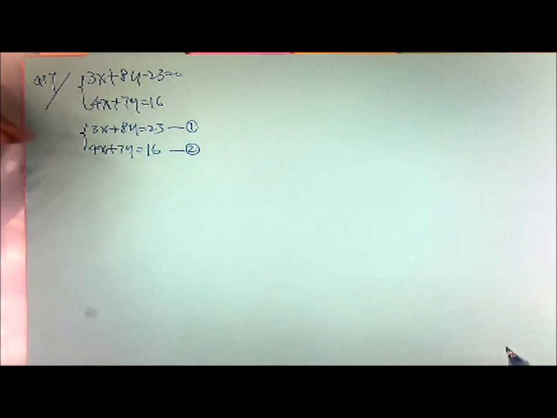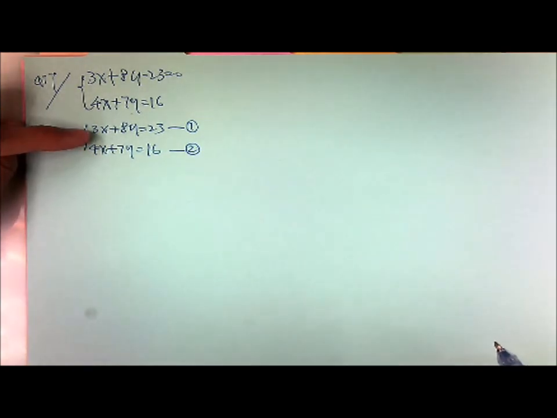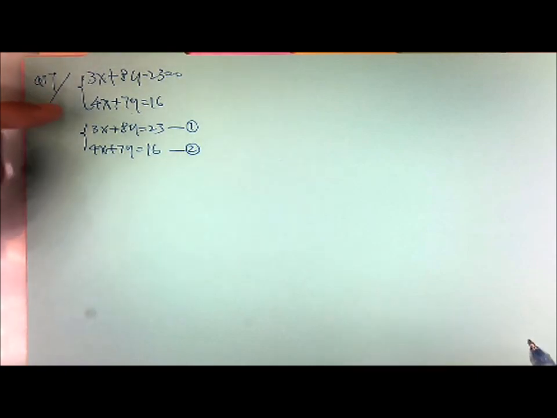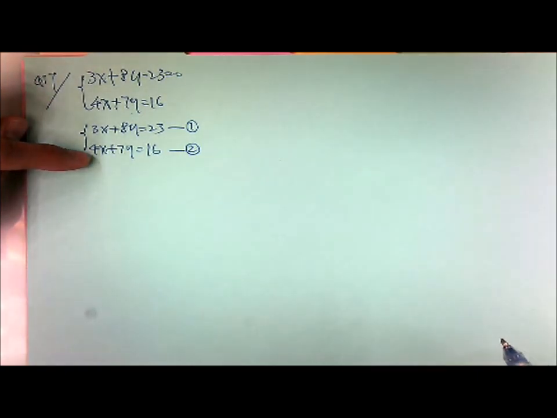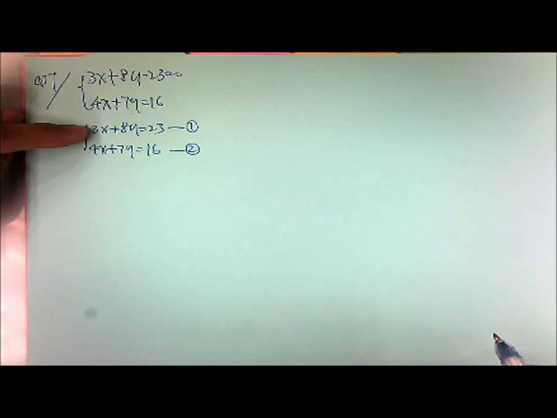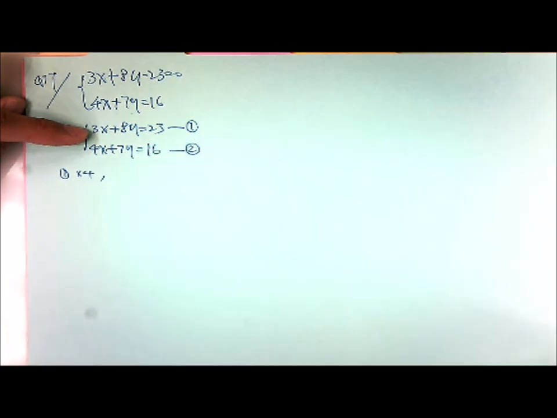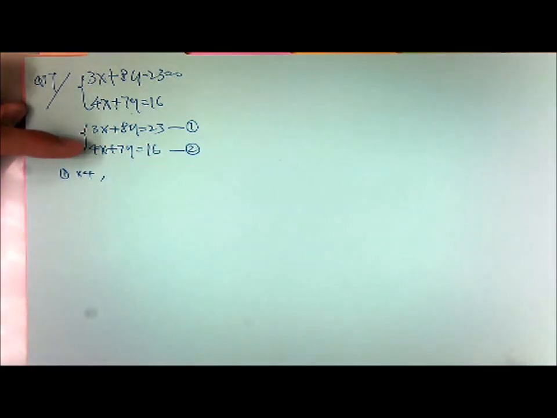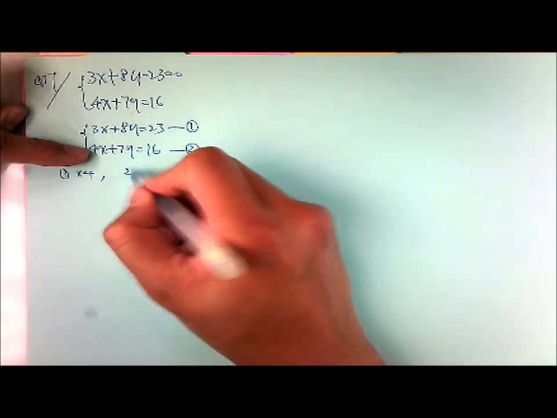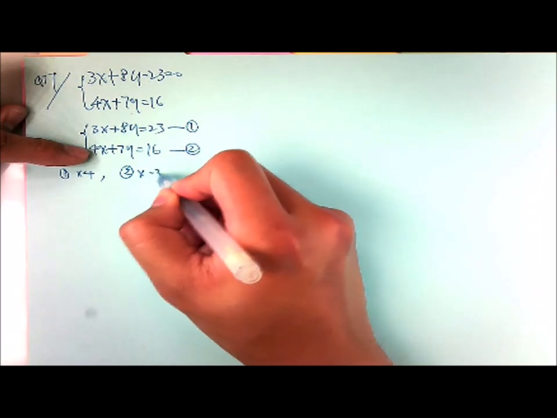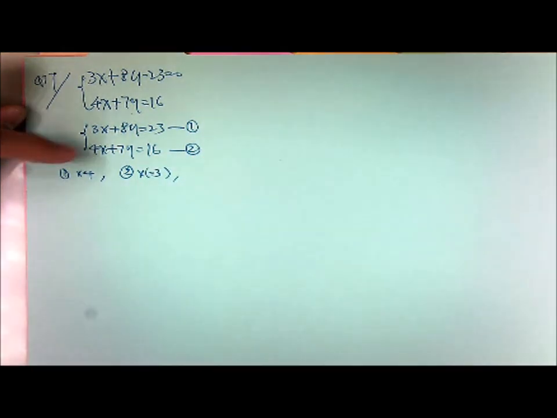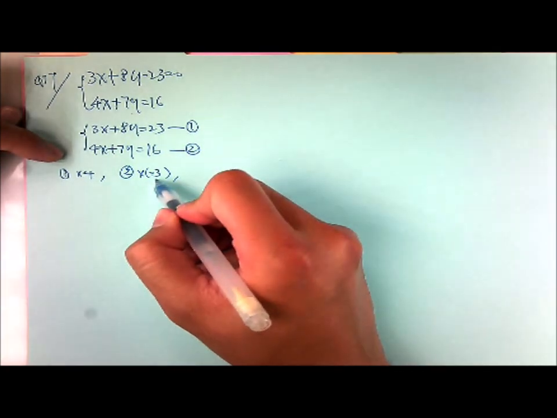Understand? You can choose this one to be minus or this one to be minus. It's okay. For example, I choose this one to be minus, and then this one will be positive. So you want the 3 to become positive 12. You do what? Times 4. Understand? So if you want this 4x, this 4 to become minus 12, you do what? You times minus 3. Understand? Always mind this.